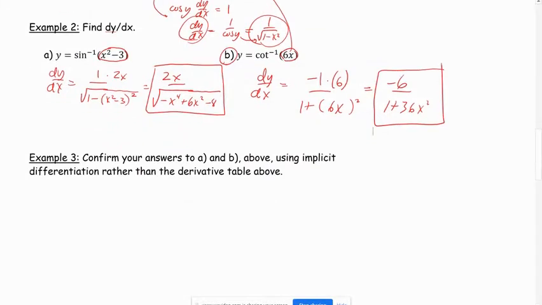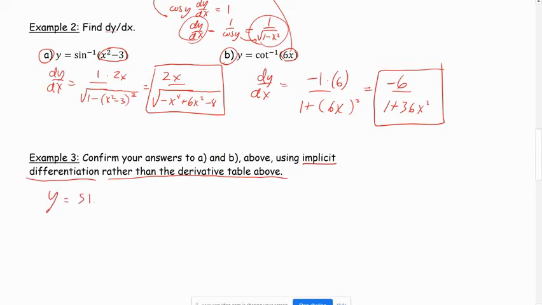Okay, and then in example 3, we're going to see that we could actually do the derivatives that we did in the previous 2 examples without using the table. Let's say you forgot how to do one of the derivatives that's in that table. You tried to memorize them and you forgot one of them. And so you just go back and do it from scratch using implicit differentiation rather than using the derivative table above. And so we're going to do this same problem, but this time using implicit differentiation rather than using the derivative table. And so here's how this would look.